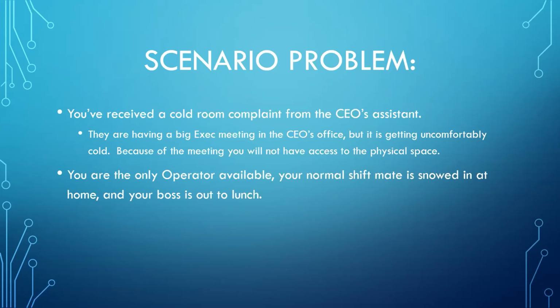So the problem that was the background information. What we've run into is we've received a cold call from the CEO's assistant. They've got a big meeting going on. A bunch of the execs are in town for the company, and they're all meeting in the CEO's office, but it's getting uncomfortably cold, which is something fairly significant for this office because the CEO is one of those folks that is always wearing the full suit. So they keep it fairly cold in there to begin with. So the fact that they're getting uncomfortably cold is definitely significant. But because of this big meeting, you do not have access to the physical space.